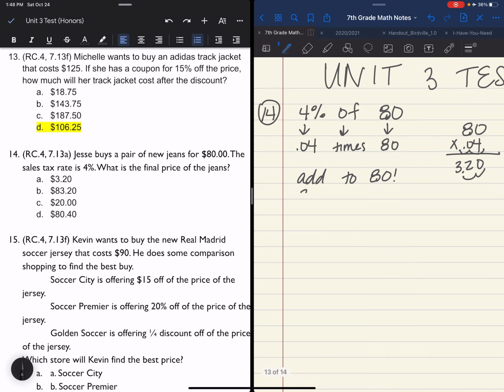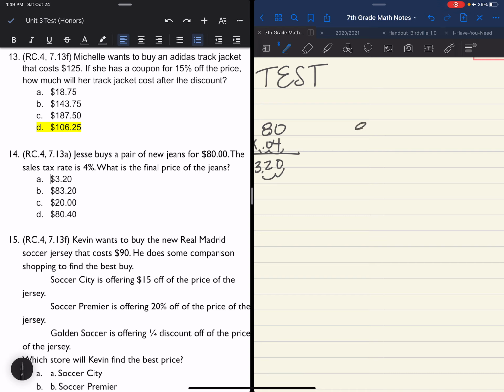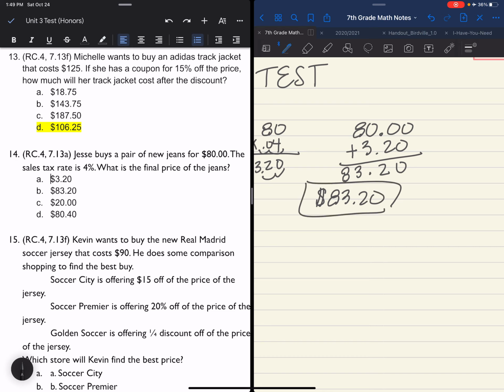And I'm going to add $3.20 to 80. Which means $3.20 plus 80. So let's make sure all of our decimals are aligned. So I am going to put those zeros back just to make sure my numbers are good. 0 plus 0 is 0. 0 plus 2 is 2. Pull down that decimal. 0 plus 3 is 3. And 8 plus nothing is 8. So the final price is $83.20. Let's double check it.